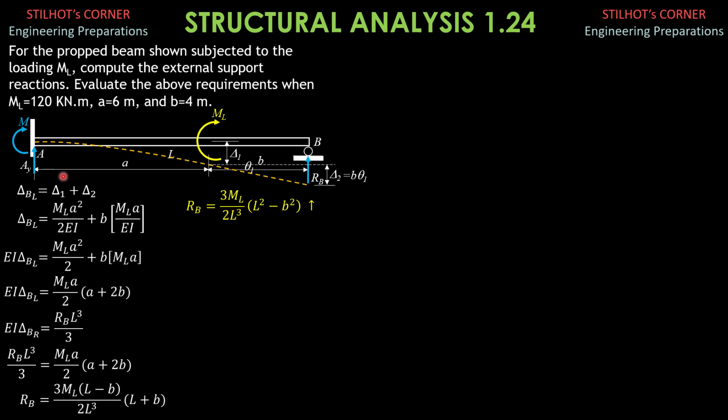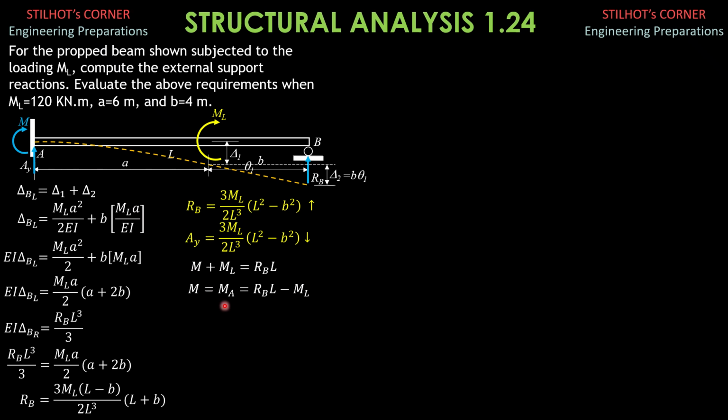Then AY is just equal to RB, but AY is downward. So AY is 3 ML over 2 times L cubed quantity L squared minus B squared, and it is downward. So summation of moments about A equals 0. Let's assume M is clockwise. So M plus ML equals RB times L, summing up moments about A. Substitute the value of RB. So M is RBL minus ML.